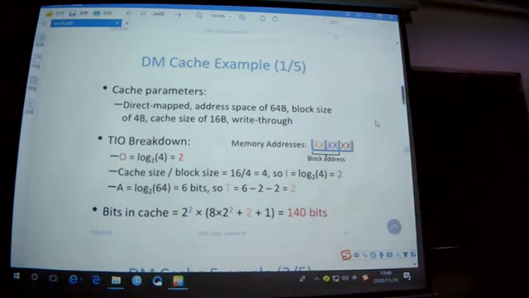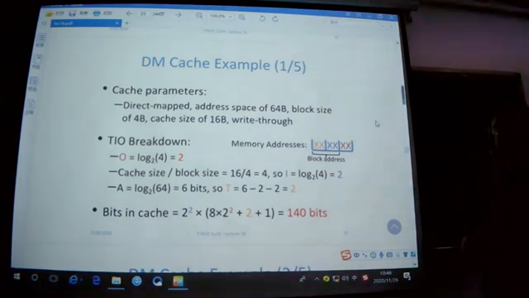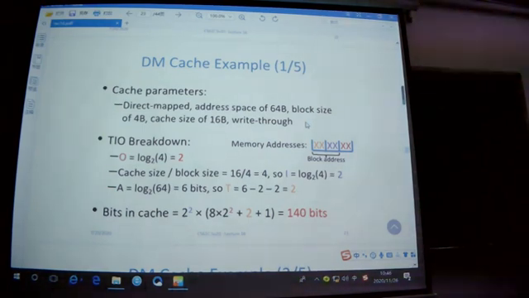Direct map. Direct map is a single method, but it is effective. And we find the address space. If we have an example, the address space is 64 bytes. Block size is 4 bytes. Cache size is 16 bytes. We have a write-through method.